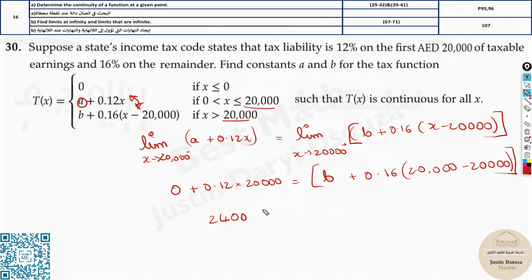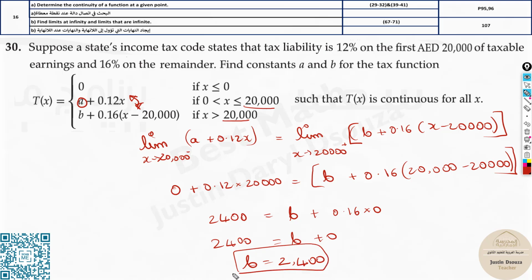be 2400. Here we will have b as it is, plus this is going to be 20,000 minus 20,000, which is a 0 multiplied by, I'll just write it over here in detail. It's going to be 0, and now this is again going to be 0. B plus 0. Here we have 2400. So A value was 0 and B value is 2400. This is the answer, and A value was 0.